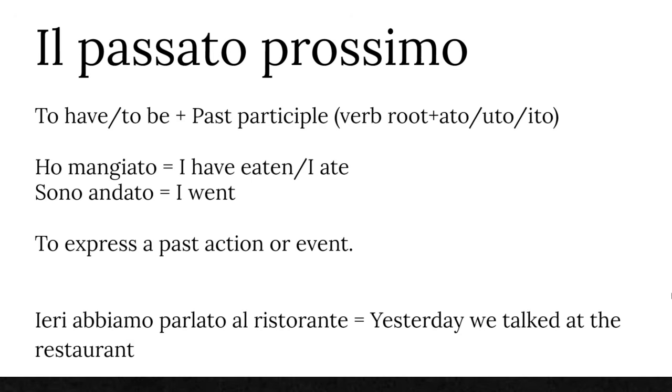So we use the passato prossimo to express a past action or event. It literally corresponds to the simple past, okay? Or the present perfect. Example. Yesterday we talked at the restaurant. Ieri abbiamo parlato al ristorante. Parlare, regular verb that ends with are. Its past participle is parlato. And it's transitive, so you use to have. Abbiamo parlato. Okay? Let's see some examples.